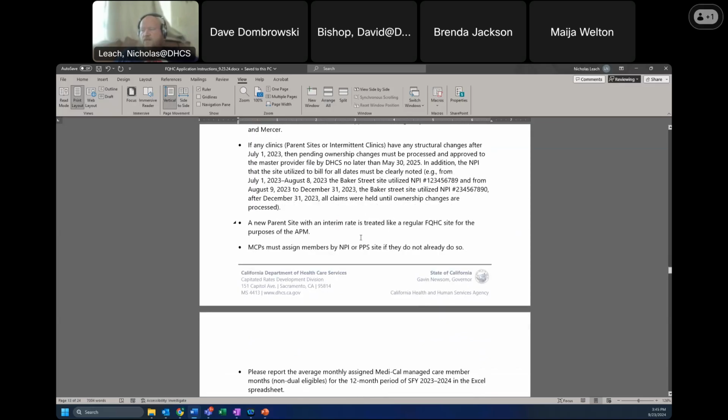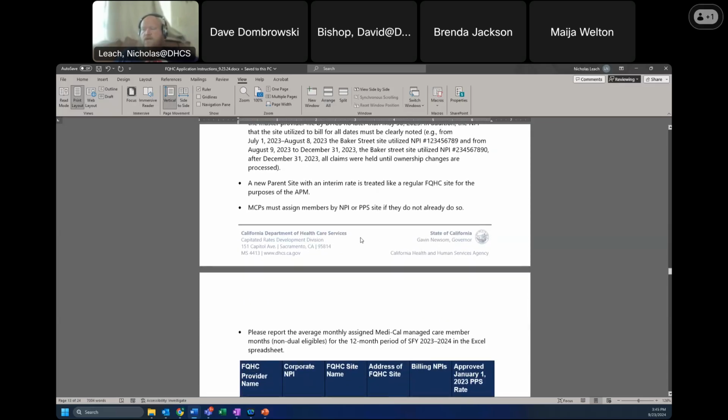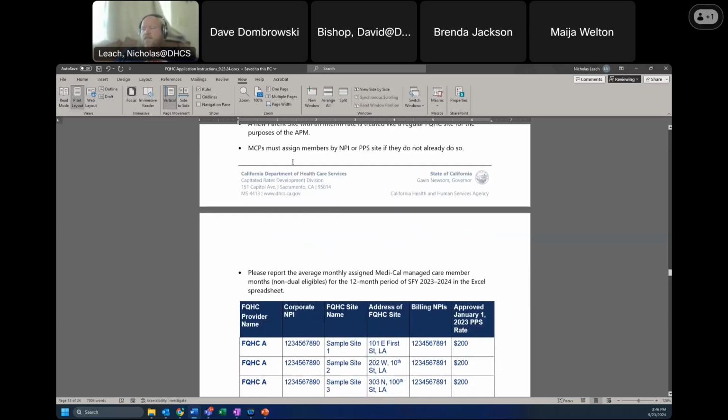If you have an interim rate, we're treating it just like it is for the APM. I'll also be sending the program guide, which is a long document that talks about all of these things, more of the individual items. It does not yet have the updated information for the application, but that'll be coming soon. It does talk through all of these pieces around how interim sites are treated, how the reconciliation process works.